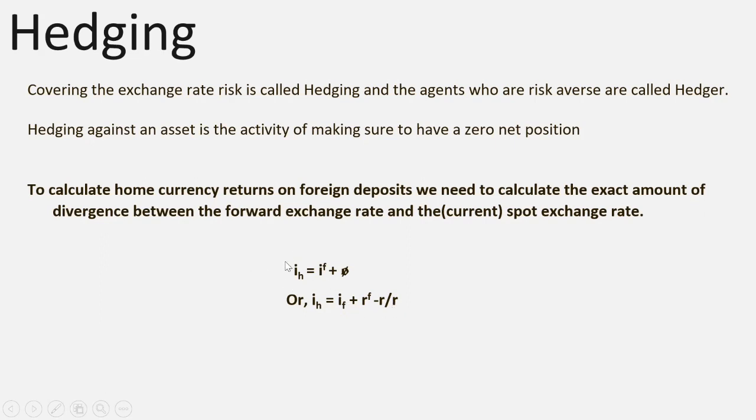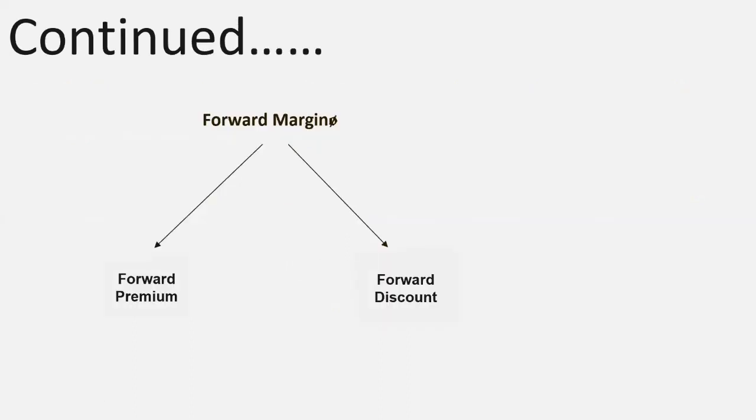Here, IH means the rate of return on domestic currency deposits. IF implies the rate of return on foreign currency deposits. RF is the forward exchange rate, and R is the spot exchange rate. From our last equation, the sign O with stroke represents forward margin.